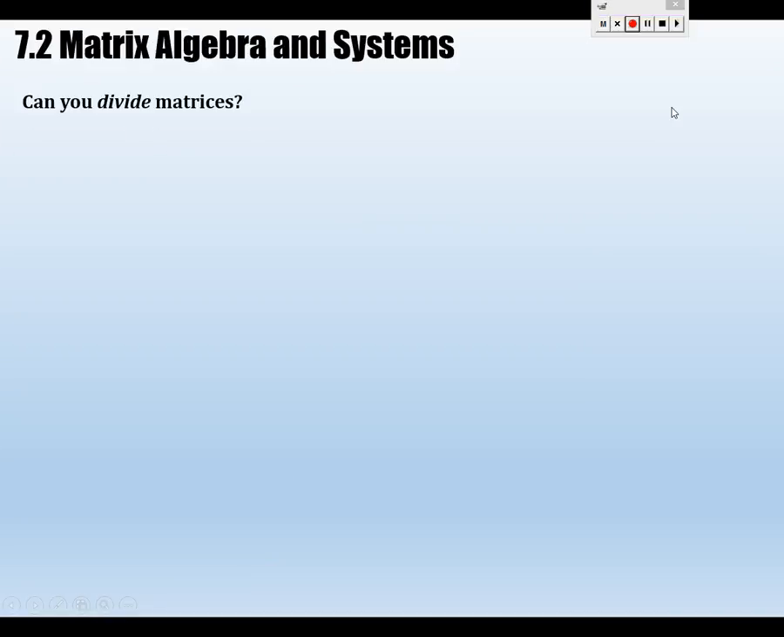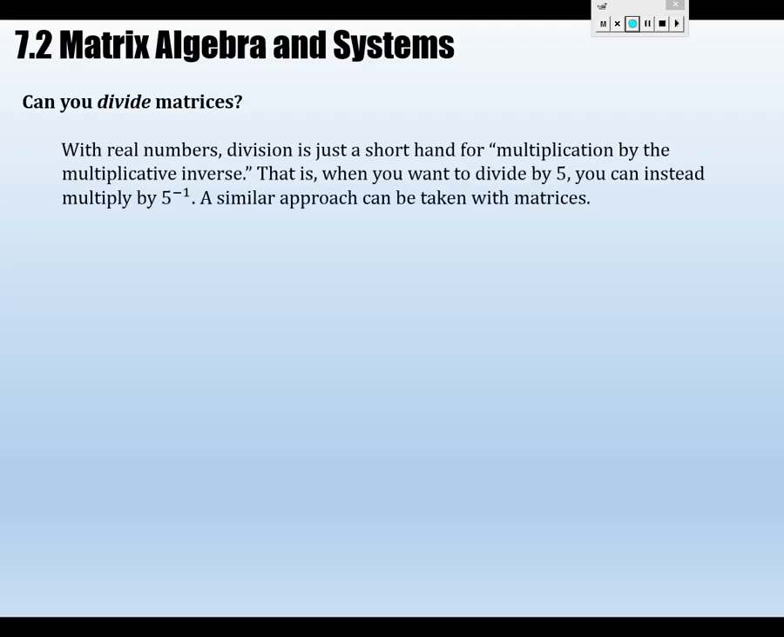All right, the question that motivates today is, can we divide matrices? And the answer is, well, kind of.